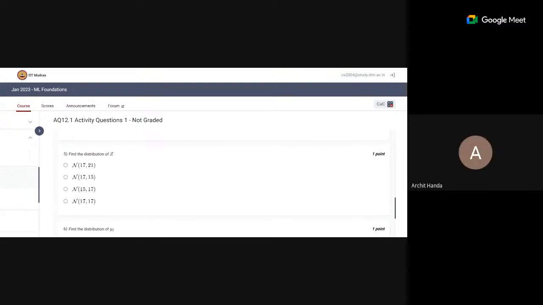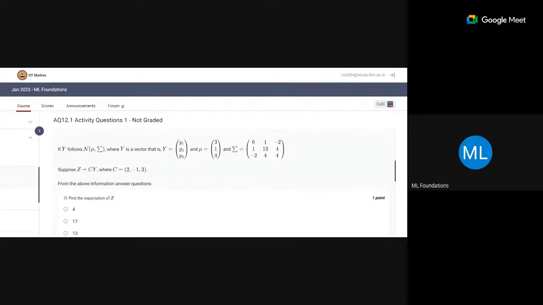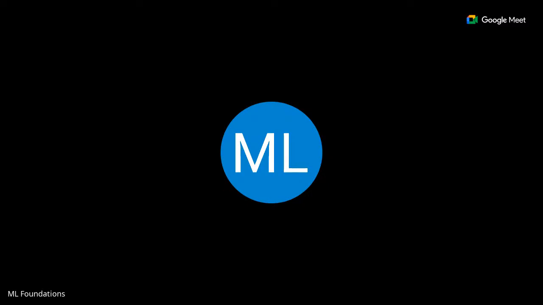Ma'am, what would be the answer for the variance? You just have to square the coefficient. So you get 2 squared, which is 4. So it would be 4 into 6 plus 1 into 13 plus 9 into 4. Ma'am, how is that calculated? Is it a direct formula or something? None of the options seem to be matching.